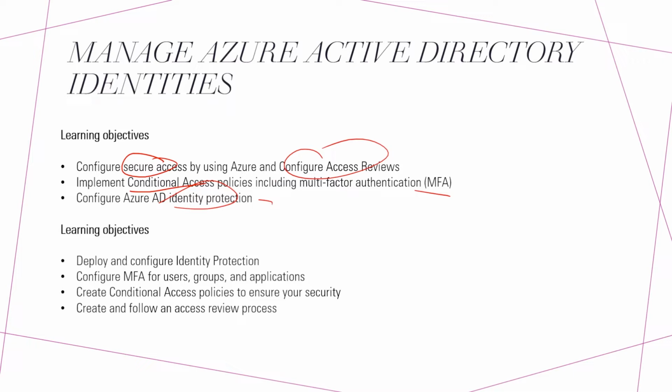episode. And then later on in our demo, in our lab, we will be learning how to deploy and configure identity protection, configure MFA, conditional access policies, and then the actual access review process. So yeah, without further ado, let's now move into identity protection.